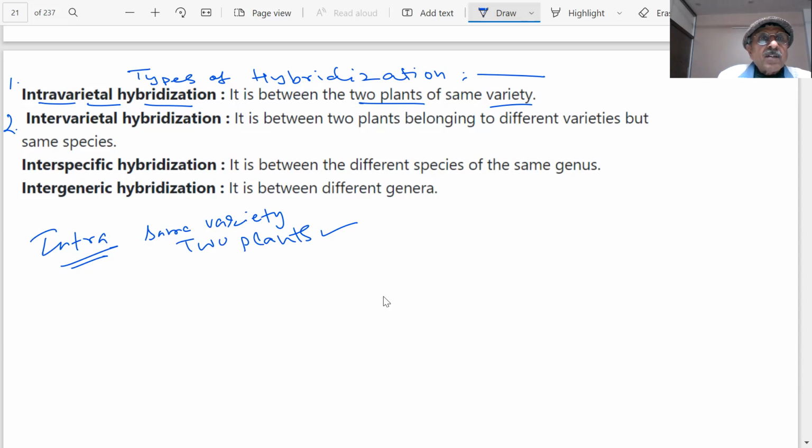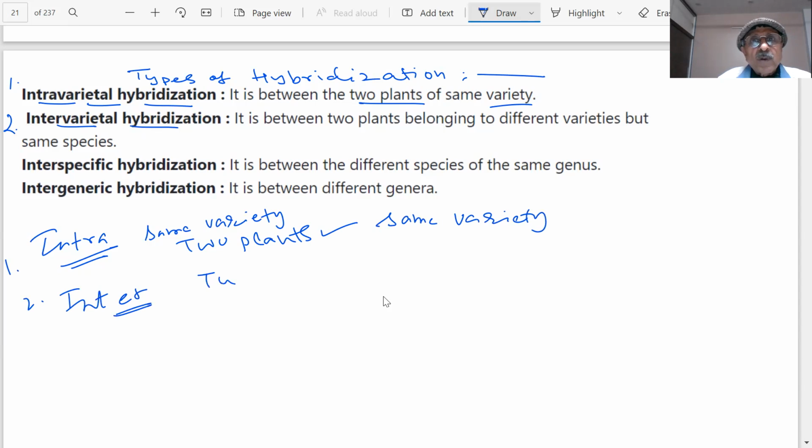Number two, inter-varietal hybridization. Two plants belonging to different varieties. Inter means there are two plants which belong to different varieties, but they are the same species.